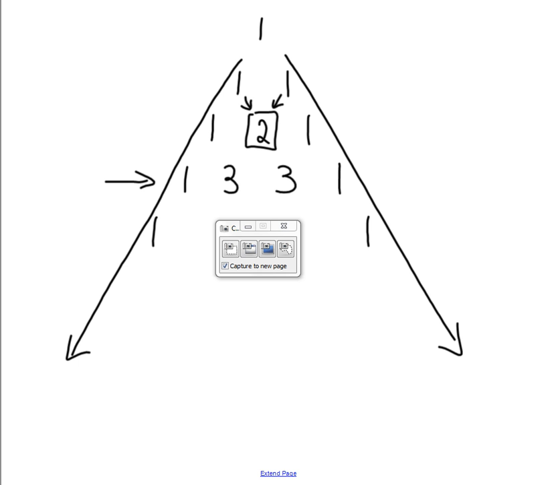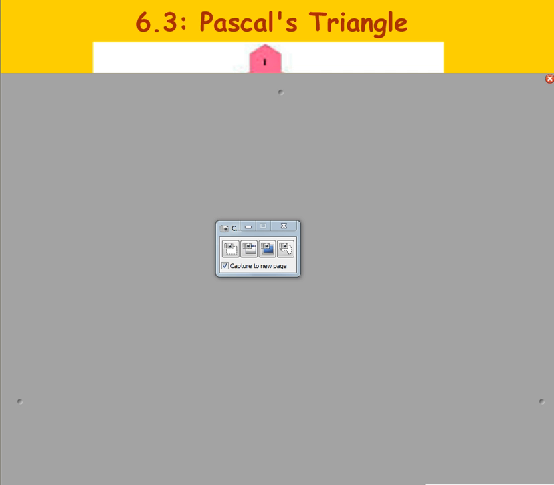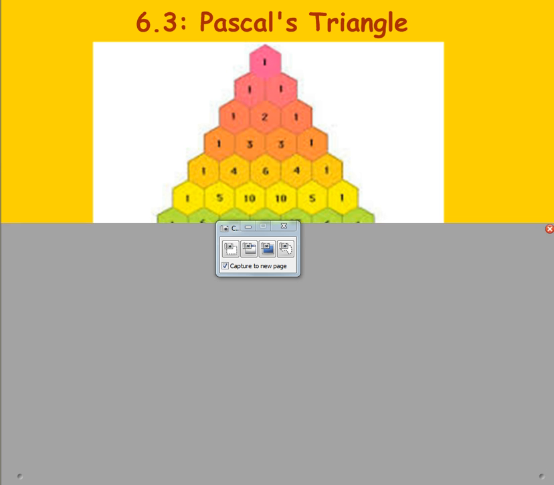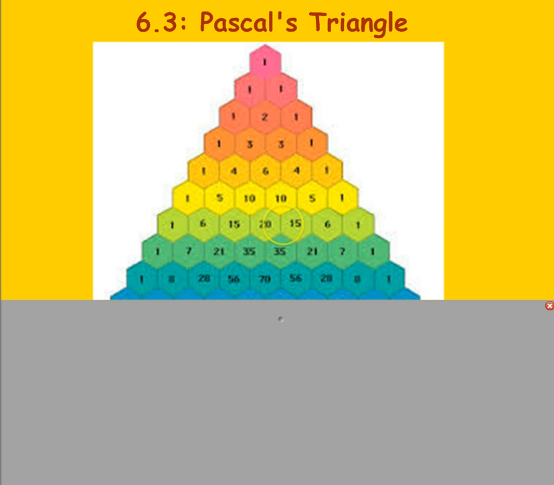All right, at this point, you should have an array of numbers which looks similar to this colorful pattern here. And if you went as far as the 8th or 9th row, you might have 1, 7, 21, 35, 35, 21, 7, and 1. This is a symmetrical arrangement of numbers. It has lots of really interesting patterns that we will explore in some detail.